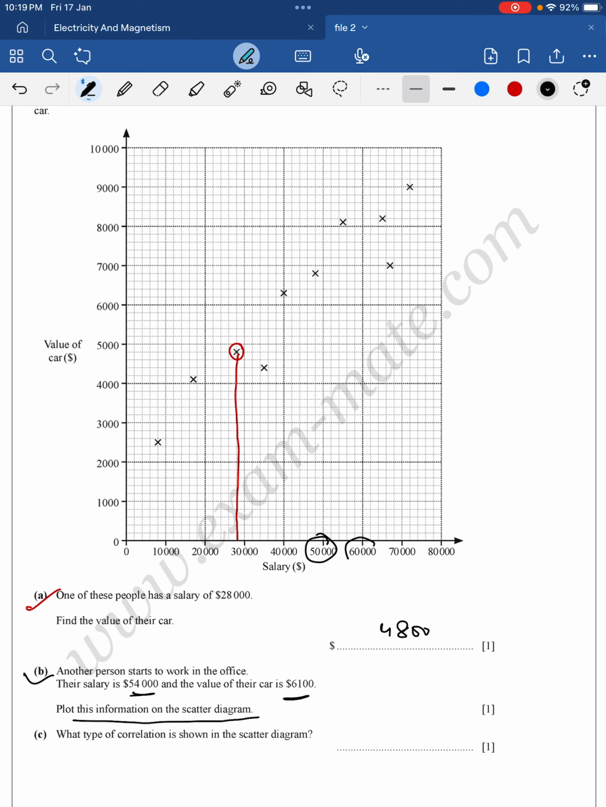So this is 50,000. This is 60,000. Between this is 54, so 52, 54. 54 is over here. And for the car value, this is 5, this is 6, this is 7. Between lie 62, 64, 66. So I want to go towards 61. This is 6,000, this is 6,200, between this. So 54 and 61, right?